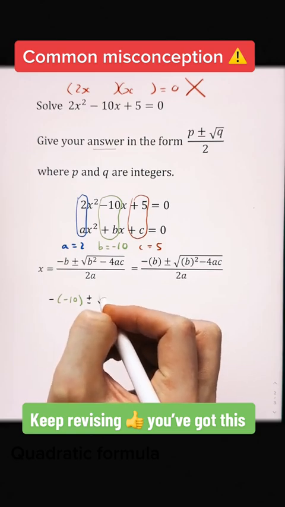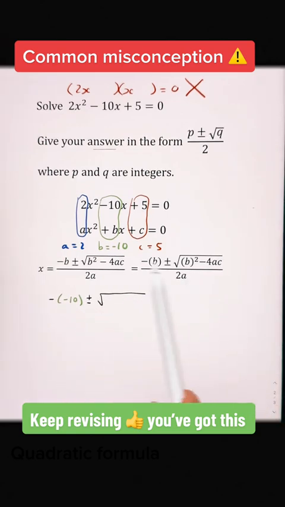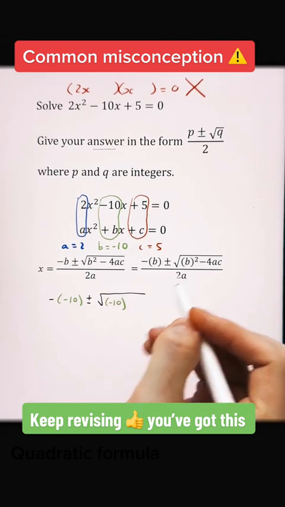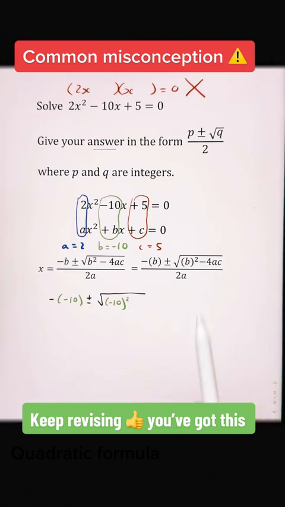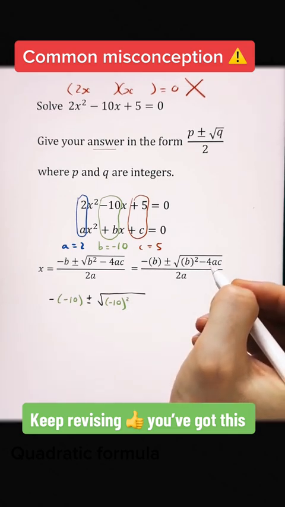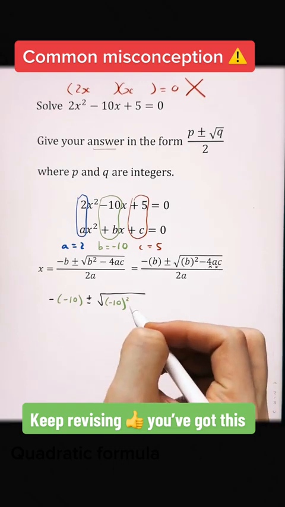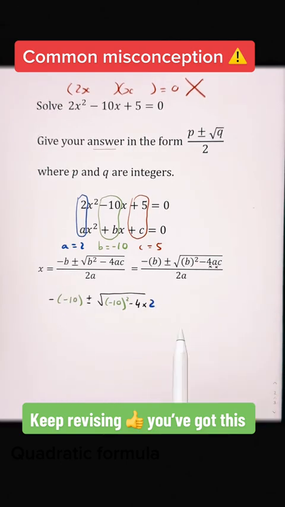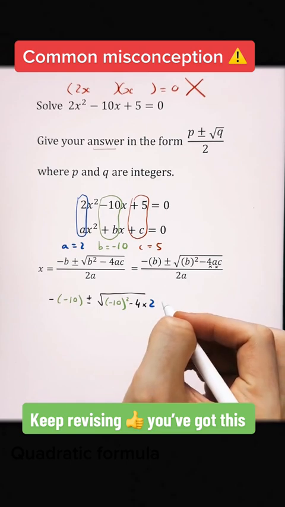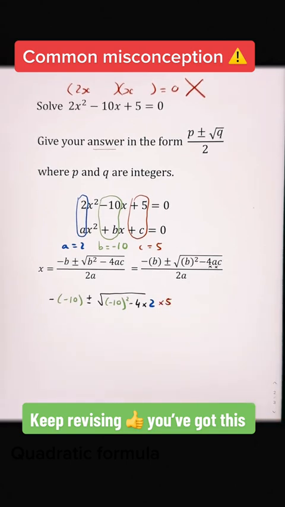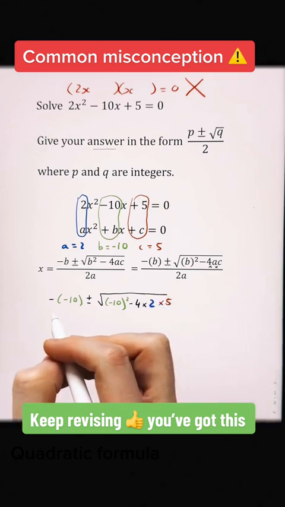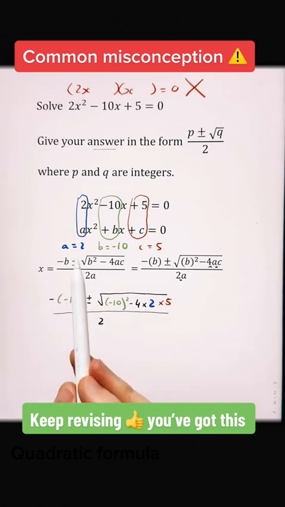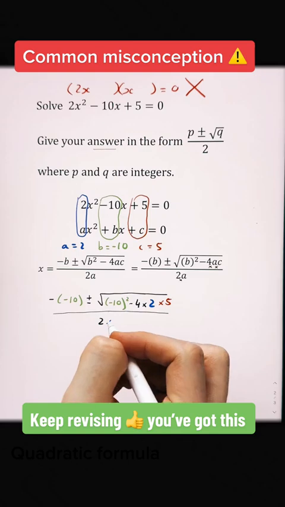I then have the square root of b in brackets squared. My value for b is negative 10. So in brackets, I write negative 10, and the power, the squared, is always outside. Minus 4ac in algebra means minus 4 multiplied by a multiplied by c. Hence I have minus 4 multiplied by a, in this case 2, multiplied by c, which in this case is 5. And it's all divided by 2a. And 2a in algebra means 2 multiplied by a. In this case, 2 multiplied by a, which in this case is also 2.